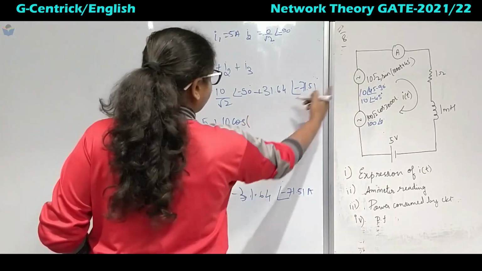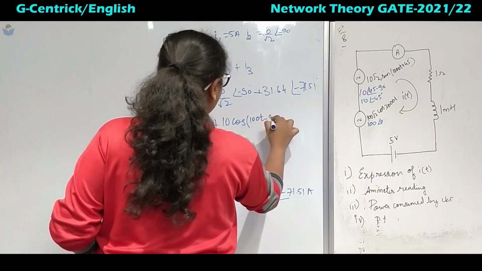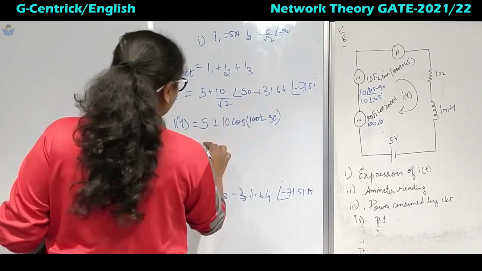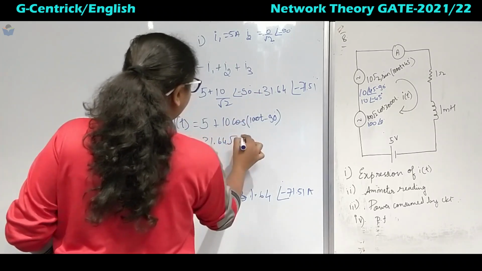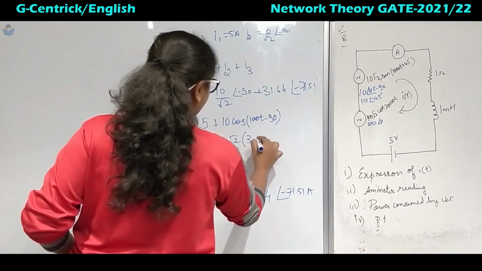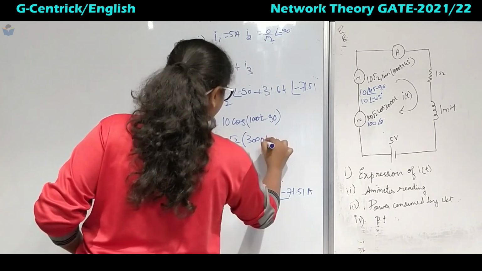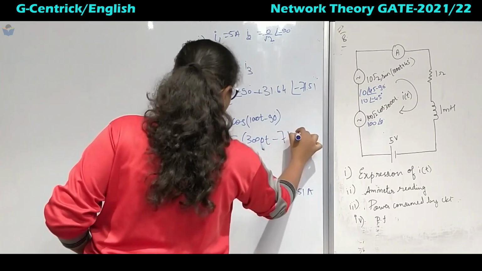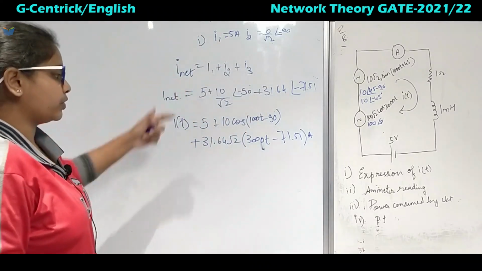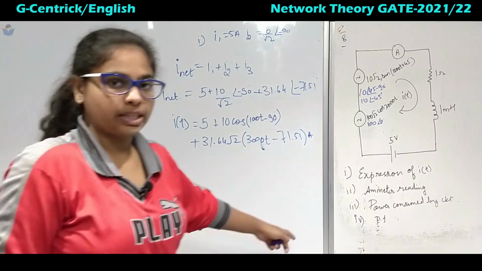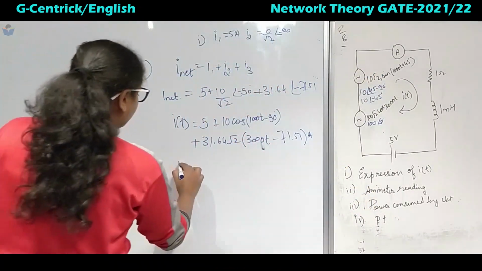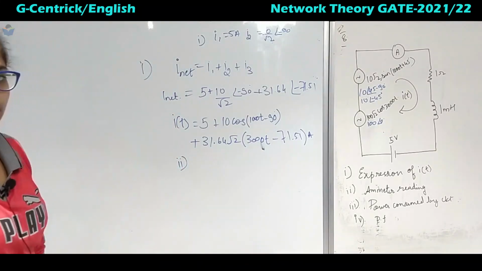So this comes out to be 10 cos(1000t minus 90) plus here also 31.64 into root 2, because you have divided this by root 2, cos(3000t minus 71.51) amperes. So this is the answer for our first question, the expression of i(t). Coming to the second one, that is the ammeter. For the ammeter reading, it will always measure I RMS.